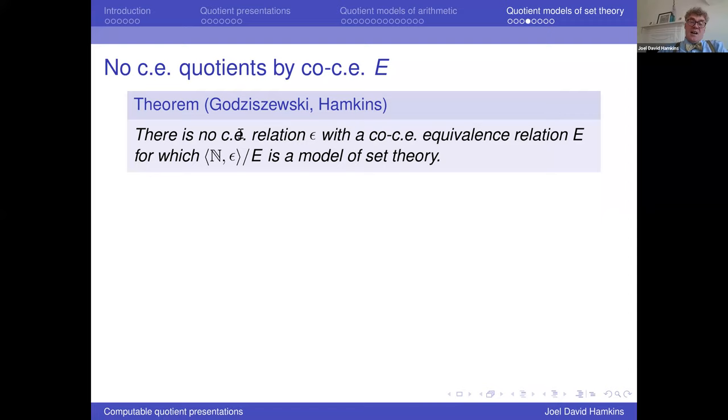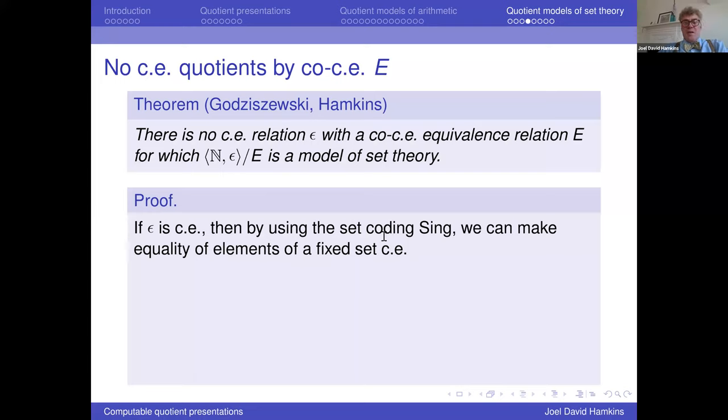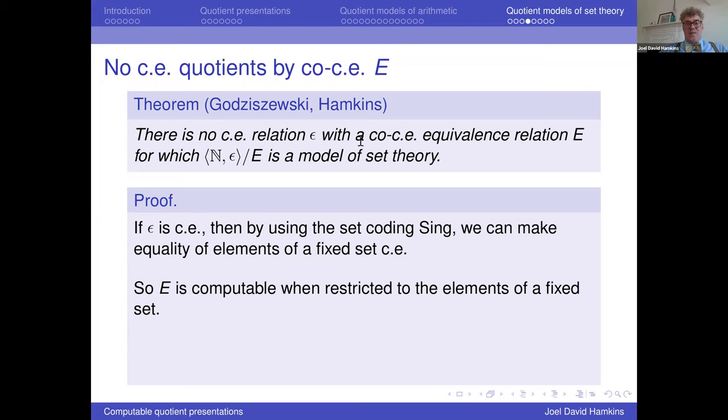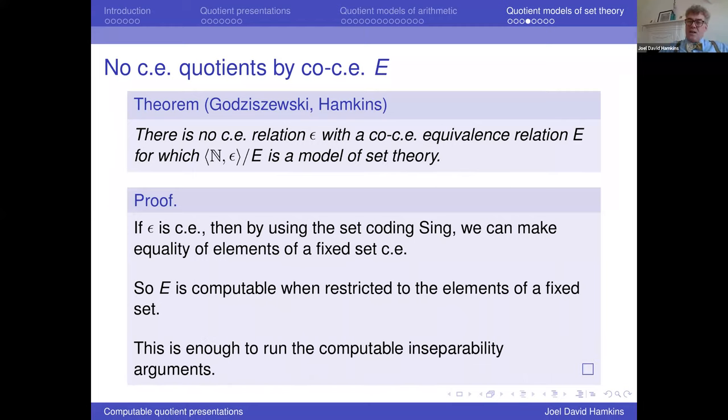So let's do that. You can't have a CE relation, it doesn't even have to be computable, but CE is enough, so that it has a co-CE quotient, which is a model of set theory. So suppose that we had such a model. Well, we have a number that represents the set of all singletons of natural numbers. So if I have two numbers, and there's a singleton that they're both elements of, then they have to be equivalent, they're equal. And so that means that equality becomes computable. It's co-CE because the relation was co-CE, but it's also CE because I can look for a singleton that they're both an element of. And therefore, for the numbers that are natural numbers in the model, it's going to be a computable relation. And therefore, I can reduce to the classical Tennenbaum case, because now I have a computable equivalence relation and I can pick representatives and so on.